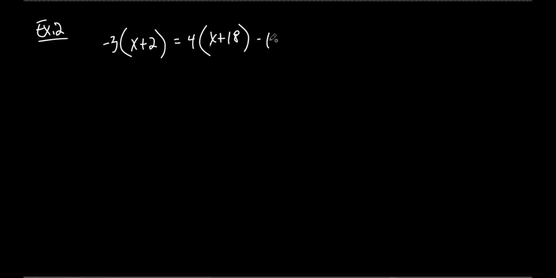So distribute, add like terms, then you got to get x on the same side, right? And then get rid of all the stuff with the x. So there's several more steps on this problem than there was on that first one. Wait till we get to the next one.